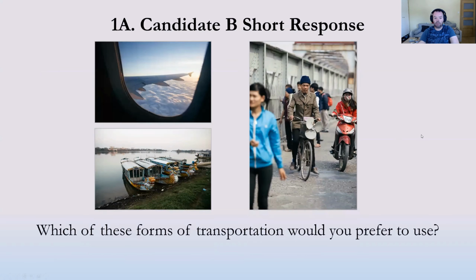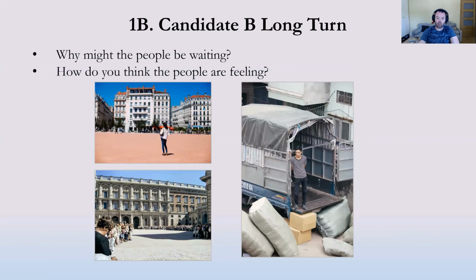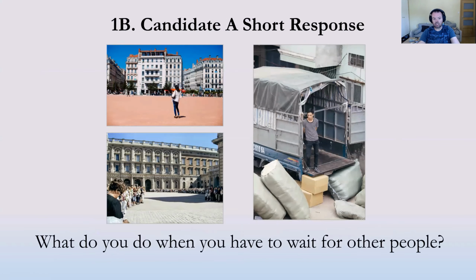So at the end of that 1 minute, candidate B gets to do a short response. Which of these forms of transportation would you prefer to use? They can talk about any of the 3, not just the ones that candidate A talked about. Then they swap roles. Candidate B gets 3 pictures, talks about 2, has the 2 questions. Candidate A gets the short response, and you're done. So we're looking at the same sort of timing, really.